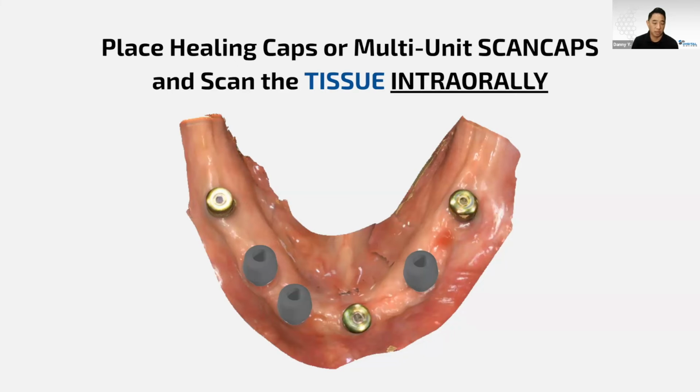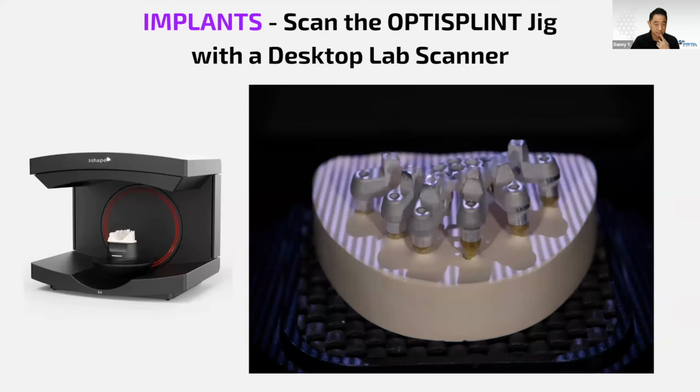However, we also started including these multi-unit scan caps in our kit. These multi-unit scan caps are actually the same shape as the back of our scan bodies, the OptiSplint scan bodies. So it's very easy to align tissue scanned in this way to the OptiSplint implant positions. But this scan here is a scan of the tissue, basically capturing that tissue position in relationship to the implants.